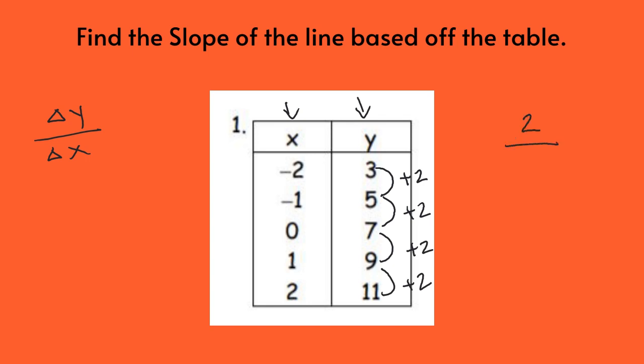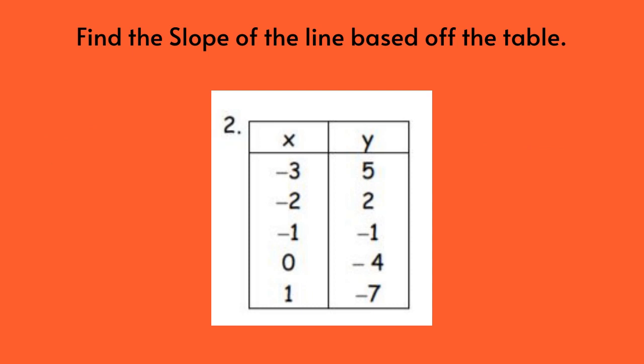What about my change in X? So how do I get from -2 to -1? From -2 to -1 is plus 1. From -1 to 0, plus 1. 0 to 1, plus 1. 1 to 2 is plus 1. So my change in my X coordinate is 1. So my slope, or M, equals 2 over 1, or I could just say that my slope is 2.